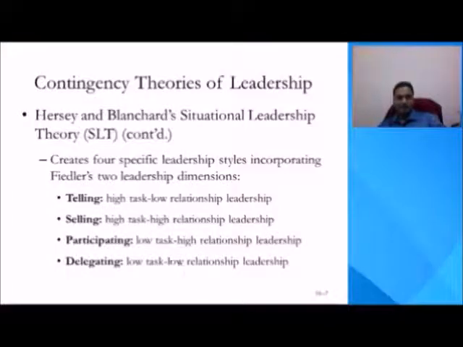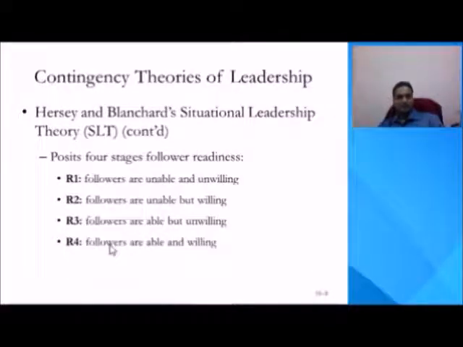So he has also identified the four stages of follower readiness. Now, what are those follower readiness levels? R1 talks about followers who are unable and unwilling, people who are not accepting your leadership and who are unwilling to take the task. So people who are both unable and unwilling to take the responsibility for doing something.